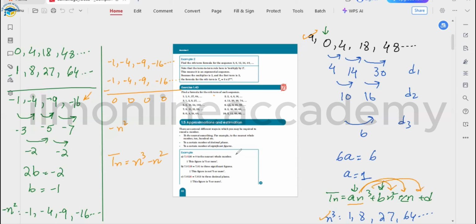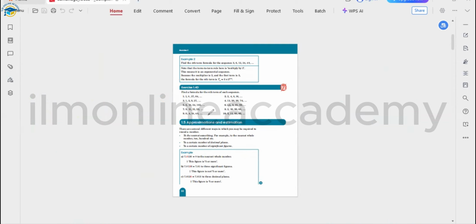So this depends on the question. This is basically the nth term of part number 9. Hope this one is clear. Let's see what's next. Only one part is remaining, that is part number 10, and again they gave us a sequence. We need to check what kind of sequence this is.